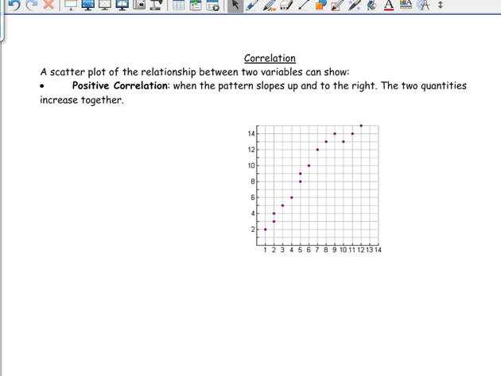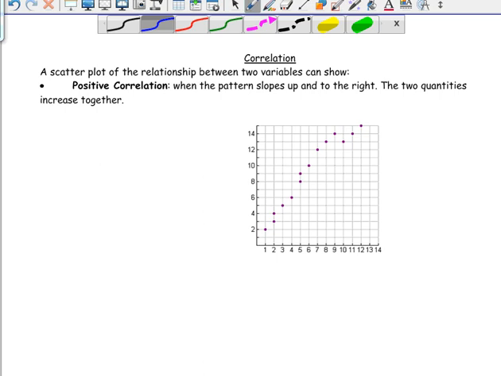So this tutorial is on correlation, and correlation is looking at the relationship between two variables that are depicted in a scatter plot. So this here is an example of positive correlation. When the pattern in the scatter plot slopes up and to the right, it's positive correlation. What this means is one quantity increases, the other quantity will also increase. Likewise, it's also positive correlation if one quantity decreases and the other quantity also decreases. So it's not just about going up, it's about both variables moving in the same direction.